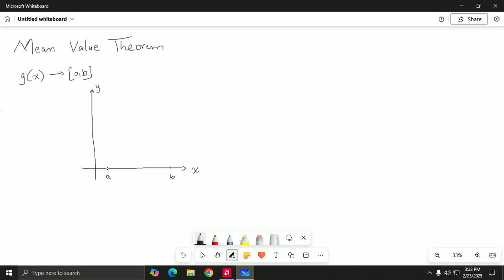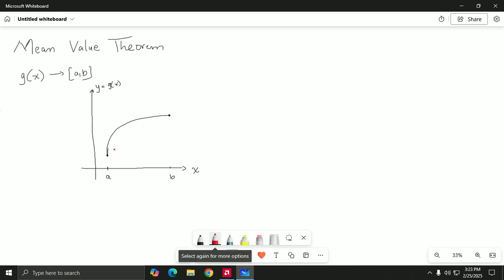All right. And in this interval, let's say we have a function. The function simply looks something like this. Let's say it starts here and then goes there. Let me draw it a little smoother. Let's say it looks like this. This is the function g of x, and we are analyzing that function in between the interval a and b.